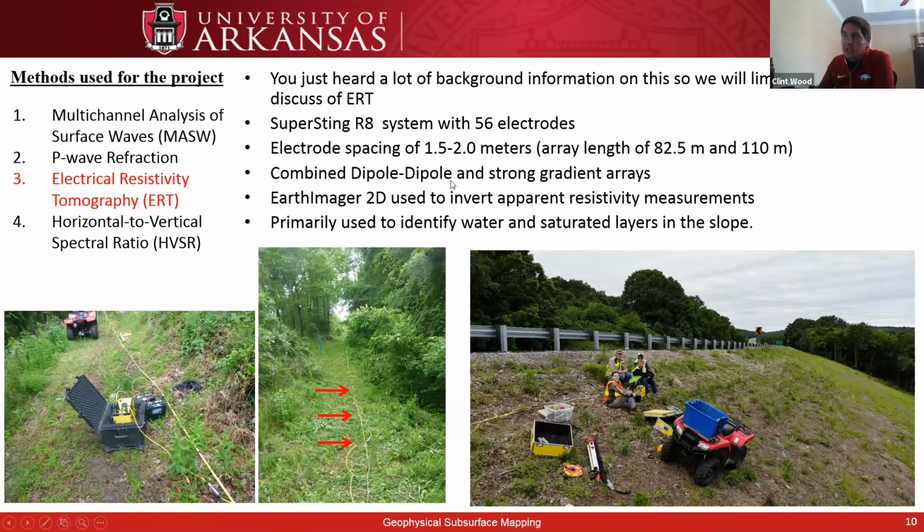We did use a combined dipole and strong gradient array. This is one that is recommended by Advanced Geosciences, who makes the equipment. That's their common array that they tell people to use in those cases.